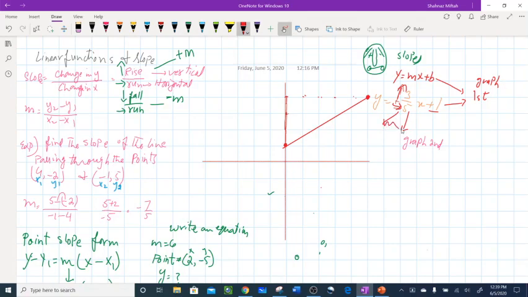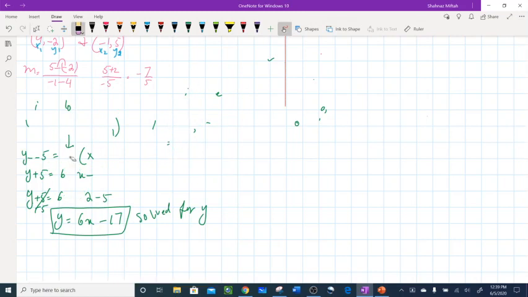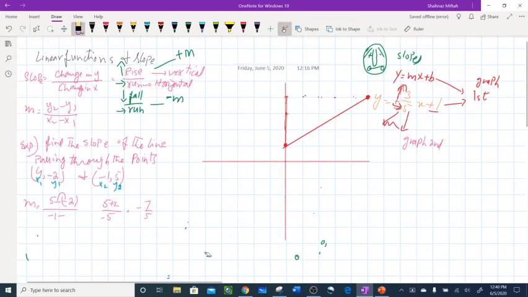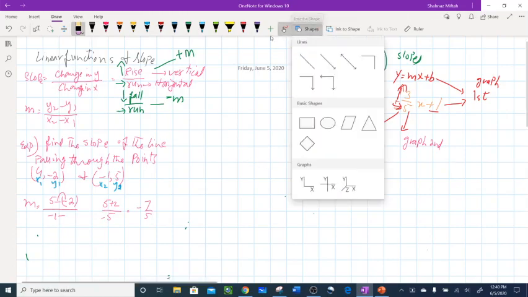What else are we going to do? Equation of the horizontal line. I'm going to give you something here. I'm going to erase that. The equation of a horizontal line means the slope is 0. That's how it works. So if I have a horizontal line, I'm going to draw another one. Let's just try this.